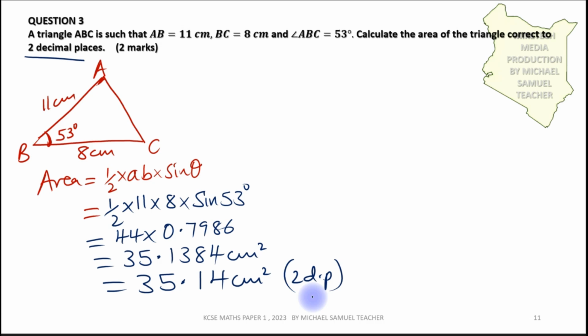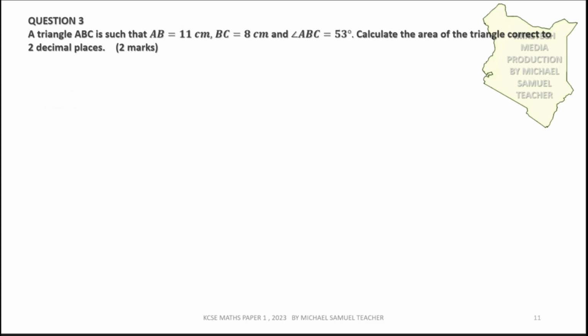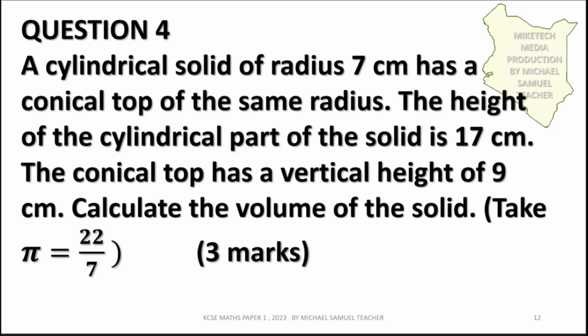We move on to question 4. A cylindrical solid of radius 7 centimeter has a conical top of the same radius. The height of the cylindrical part of the solid is 17 centimeter. The conical top has a vertical height of 9 centimeter. Calculate the volume of the solid. We take pi as 22/7. This is 3 marks.